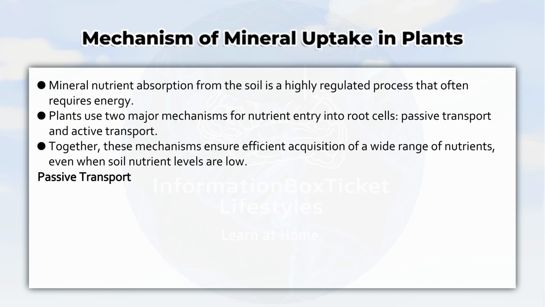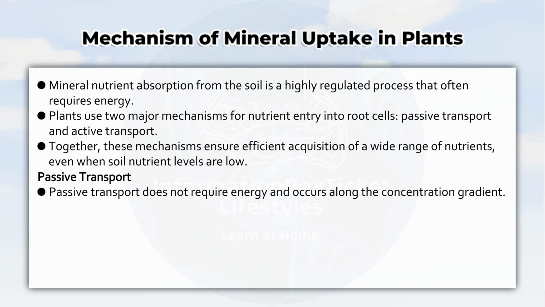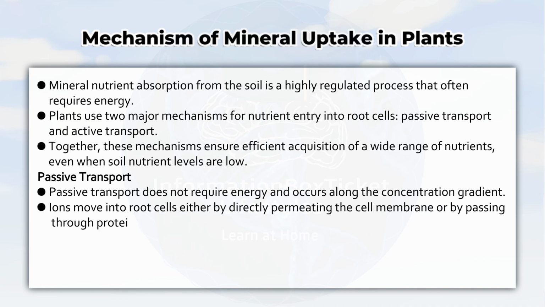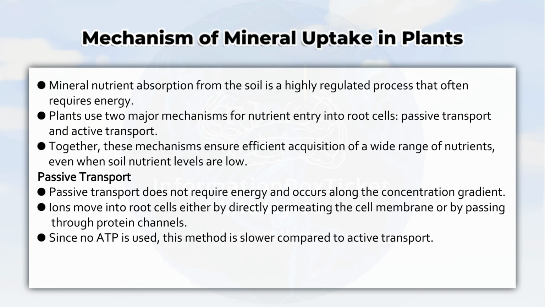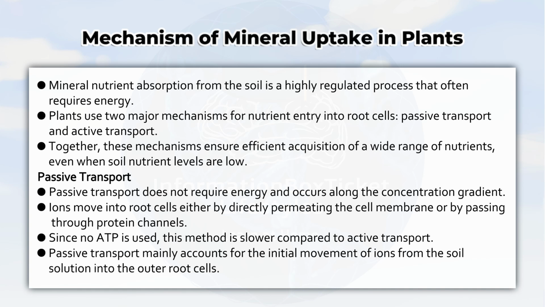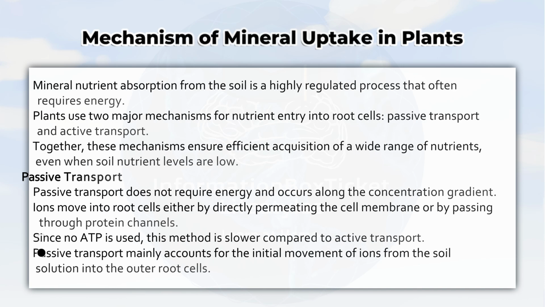Passive transport. Passive transport does not require energy and occurs along the concentration gradient. Ions move into root cells either by directly permeating the cell membrane or by passing through protein channels. Since no ATP is used, this method is slower compared to active transport. Passive transport mainly accounts for the initial movement of ions from the soil solution into the outer root cells.